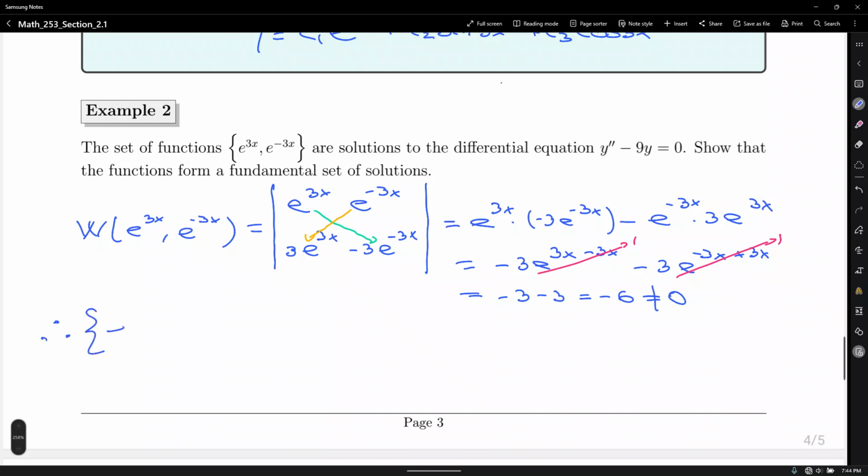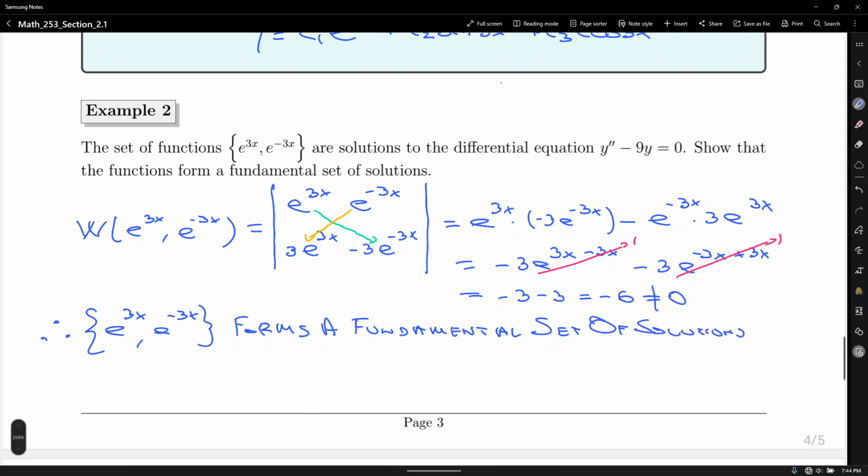the set e to the 3x, e to the negative 3x forms a fundamental set of solutions. Why?